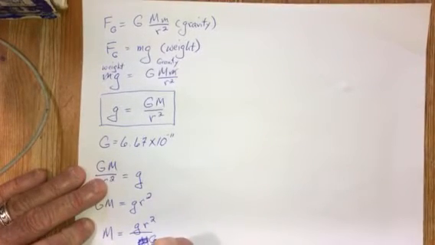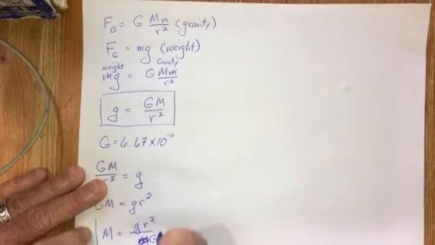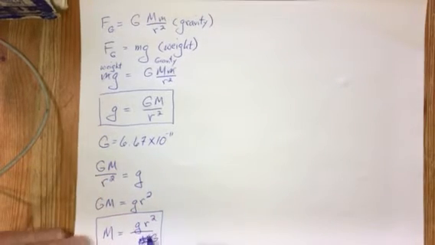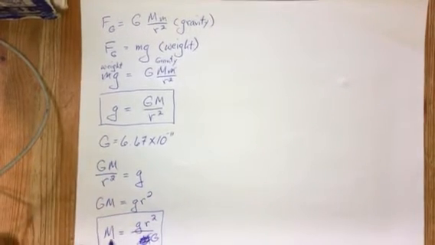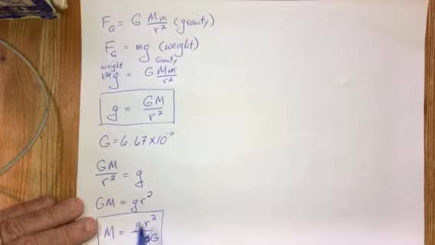Sorry, capital G. And that's our equation. Sometimes we make mistakes. So capital M is equal to lowercase g times r squared over capital G.